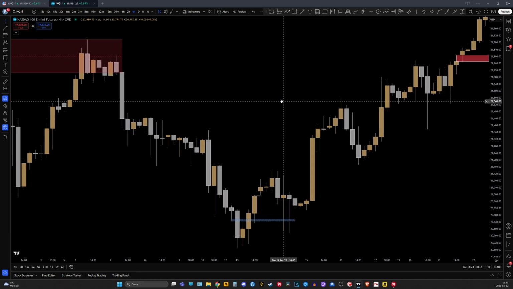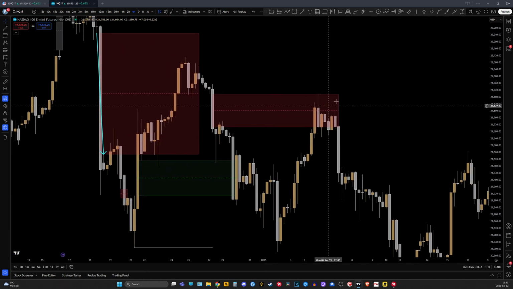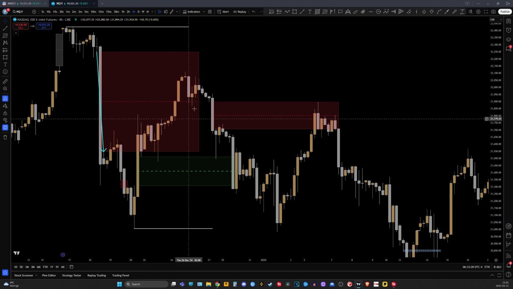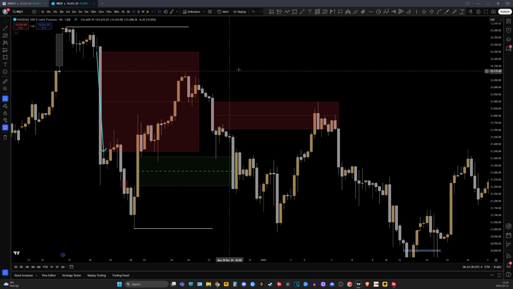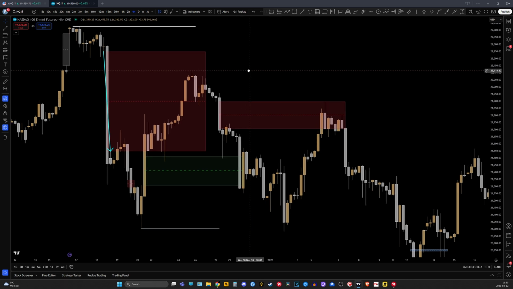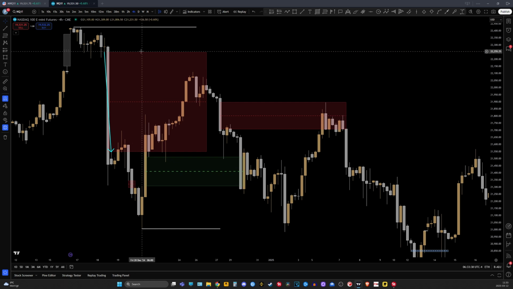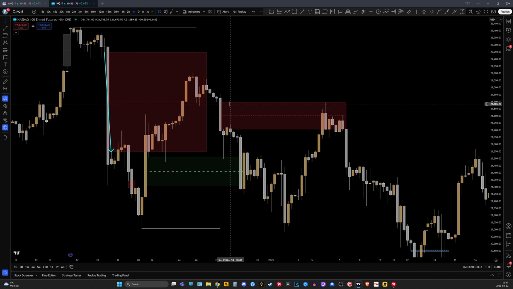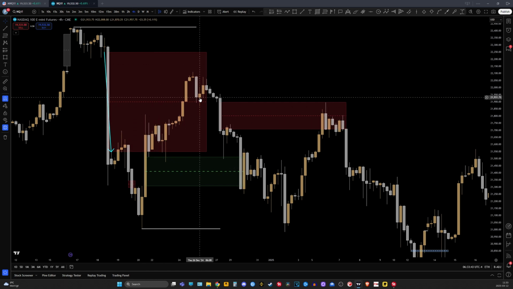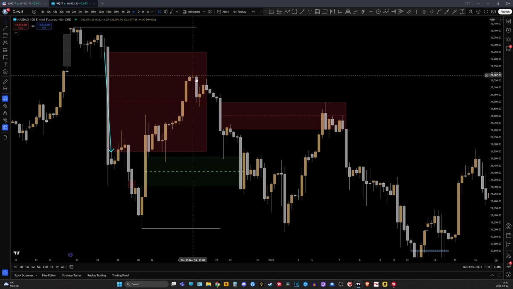Now, how can we use fair value gaps for trading? Well, we've already looked at the internal to external moves that we can see within this price action leg here. But what we can also do is use these fair value gaps on, let's say, the 4-hour chart that we're on now to see what price action is doing within them.